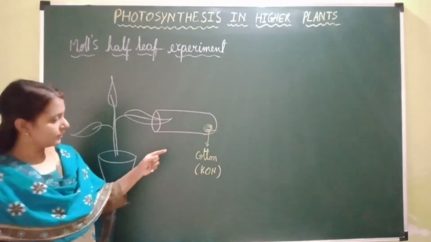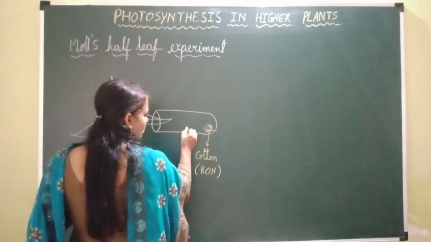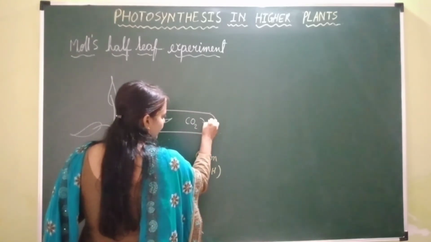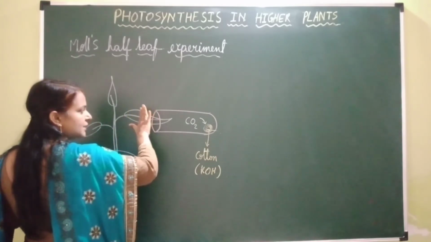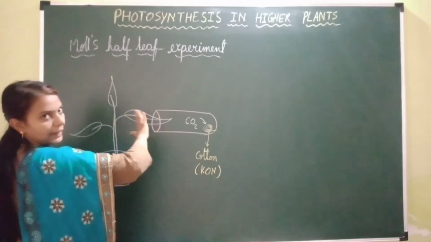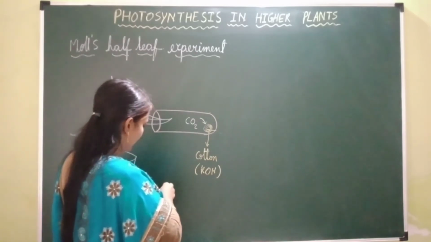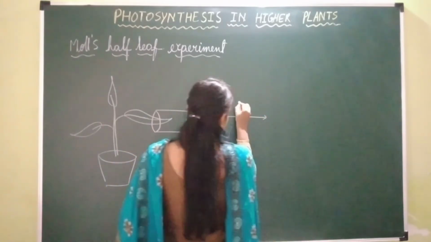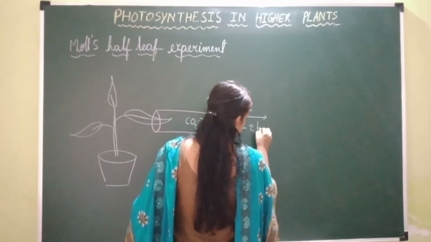This cotton plug soaked in KOH is placed inside the test tube, and it absorbs the entire carbon dioxide content present inside the test tube. Now this test tube is closed with the help of a plug. After that, the plant is exposed to sunlight for 1 to 2 hours.